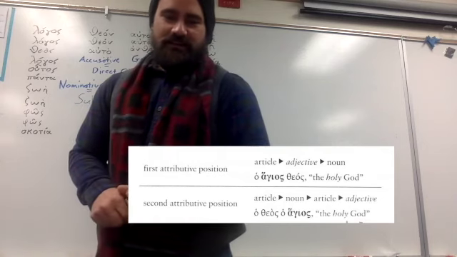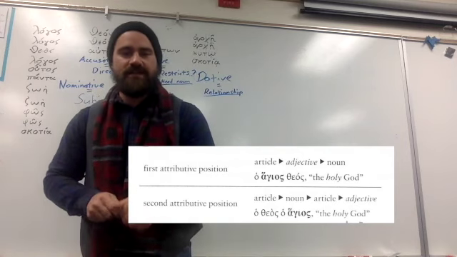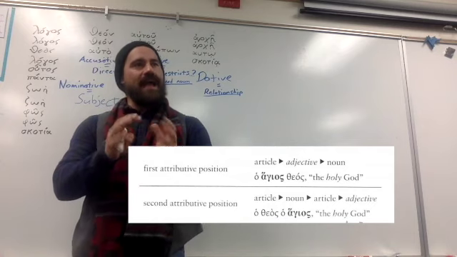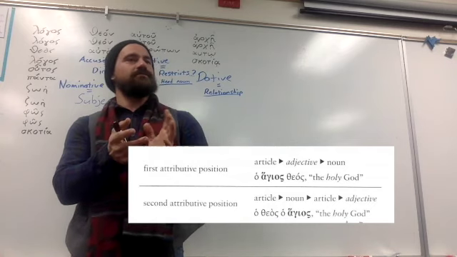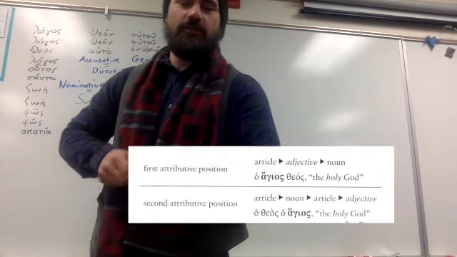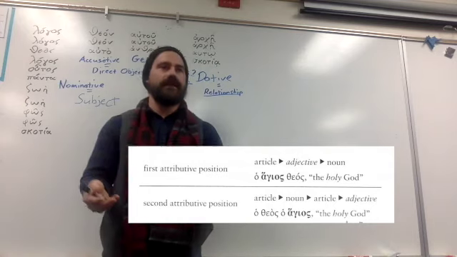So, an adjective that modifies an articular noun, so the noun's going to have an article, will always have an article in front of the adjective. So, if a noun has an article, the adjective is going to have an article. This is called the attributive position. Again, this is the attributive article. This is giving it a quality.